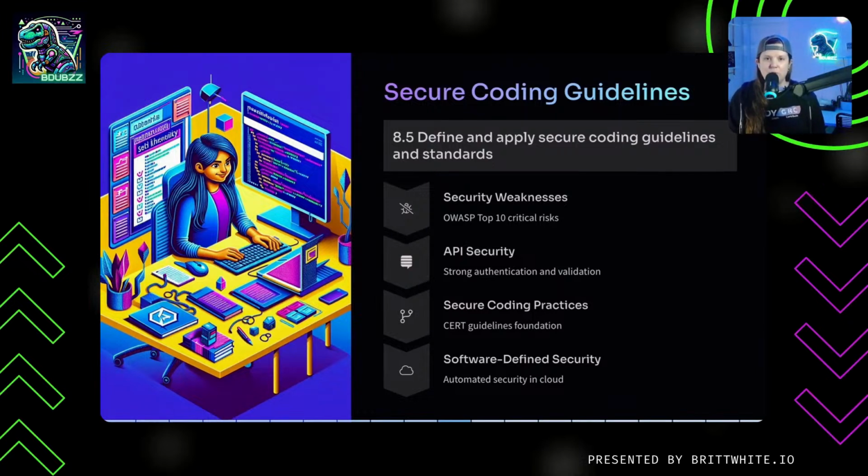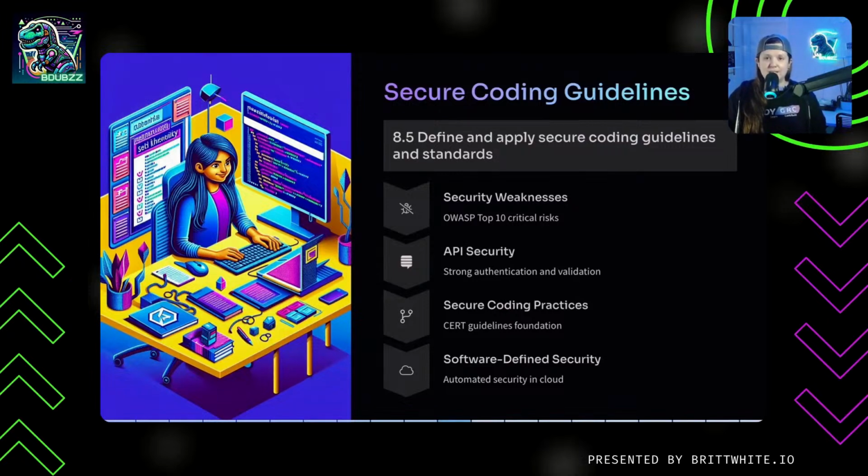First up is the security weaknesses. This includes things like the OWASP Top 10. These are the most critical and most common security risks you'll encounter. Next, we need to secure our APIs. Think of APIs as the doors to your application. We need strong locks, that's our authentication, and careful checking of everyone who comes through. That's our validation. Then we need to follow secure coding practices.